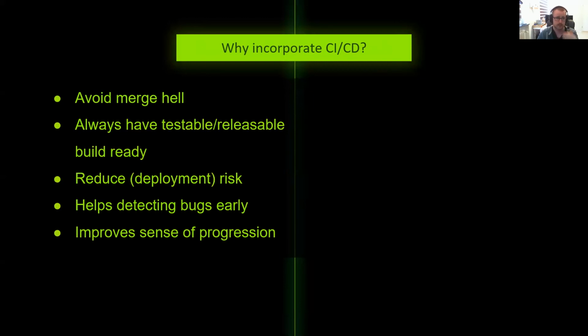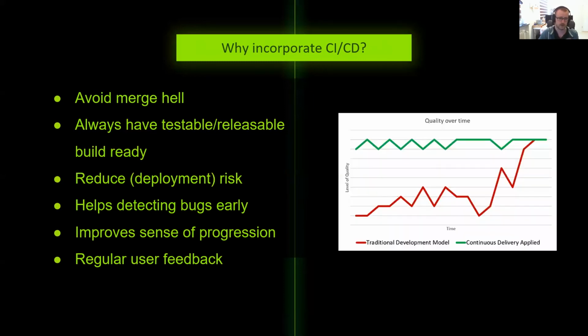It also helps others on the team to improve the sense of progression, because everybody can simply fetch the newest build and play it. And this in turn leads to regular user feedback, because everybody on the team can report back on the changes on a daily basis, for example. In the end, this leads to higher quality of our production cycle over time. So instead of having rather low quality throughout the whole development process until we finally release or have our milestone submission, we have a high quality all the time throughout development.